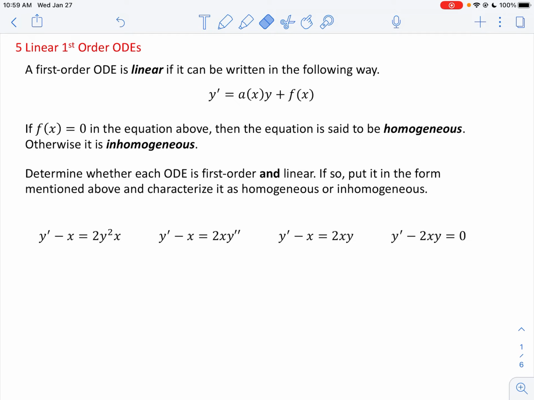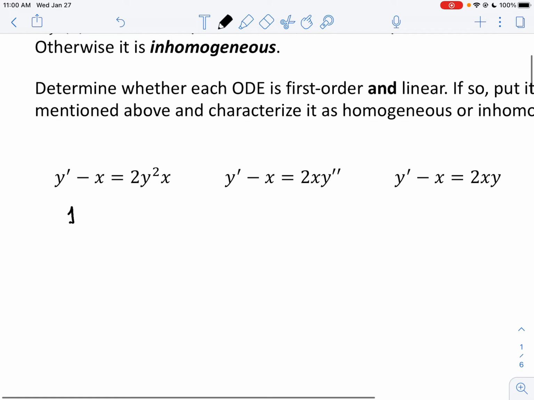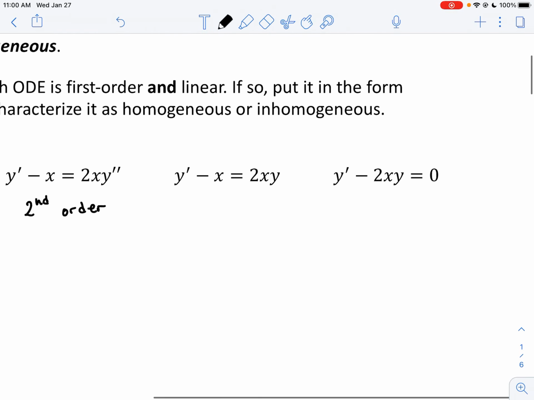The first equation, let's first go through and talk about what order each of these differential equations is. So the highest derivative present will be its order. Looking at this first one, I see a y prime present, but no other higher derivative. So this is a first order. Second one, a y double prime exists. So this is a second order. Third equation will be a first order again. And the fourth one will also be a first order.